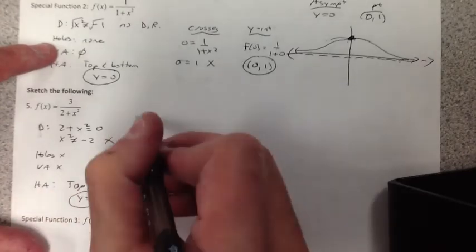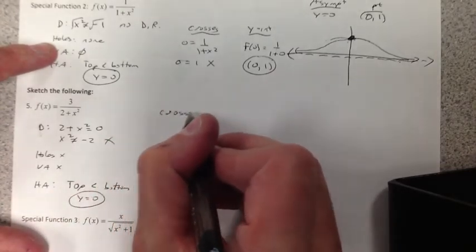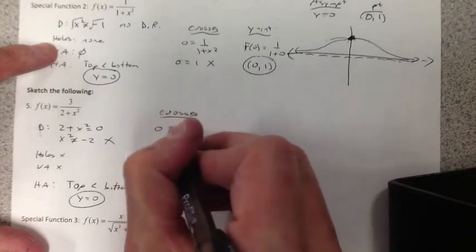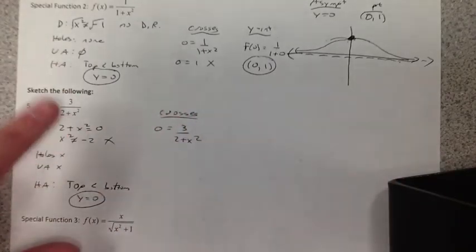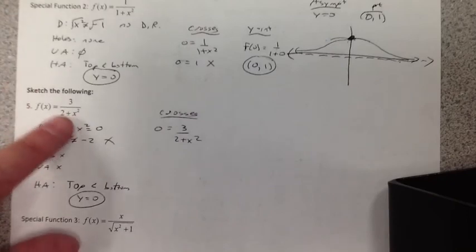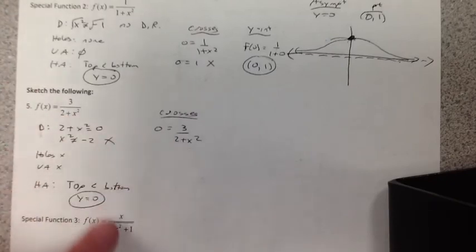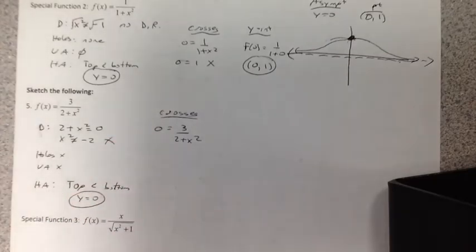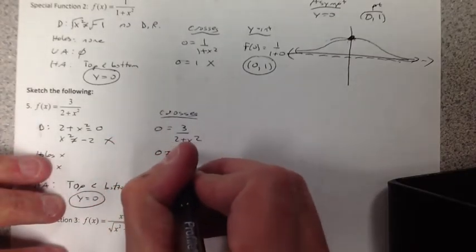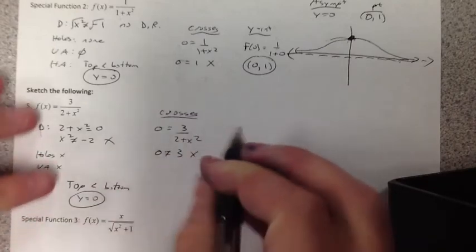Again, see if it crosses. Take 0, set it equal to your equation, 3 over 2 plus x squared. Now, tomorrow you're going to have a bonus. When you come in here, you're going to have a bonus. It's going to be almost the exact same thing, but it's going to cross. Oops, I think I gave away too much information. 0 cannot equal 3, so no, it won't cross.